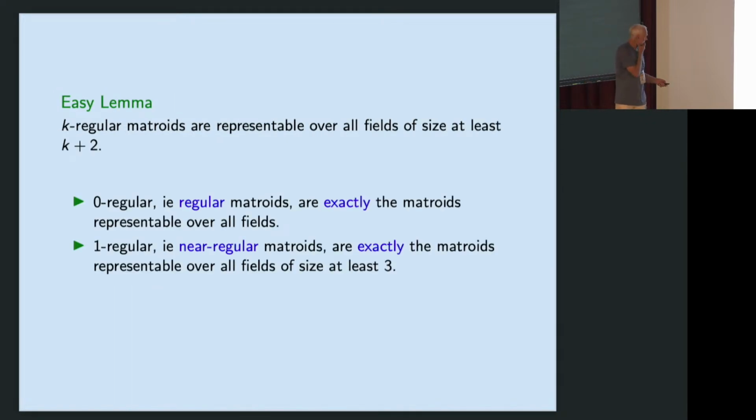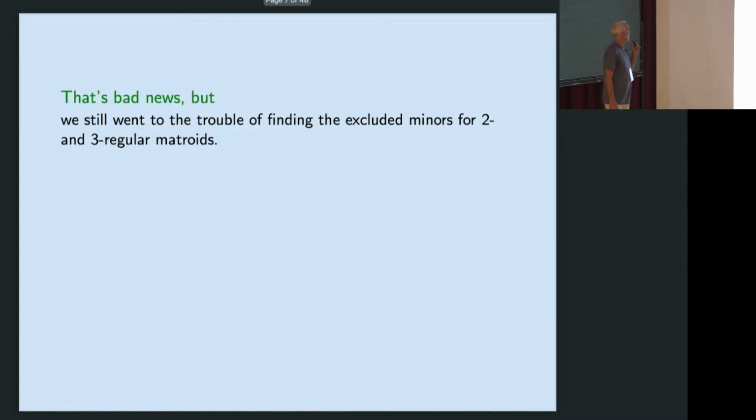So are we onto something here? And the answer is no. If we look at the class of 2 regular matroids, that's guaranteed to be a class of matroids representable over all fields of size at least 4. But it turns out that it is not the class of matroids representable over all fields of size at least 4. The class of matroids representable over all fields of size at least 4 is a bigger class.